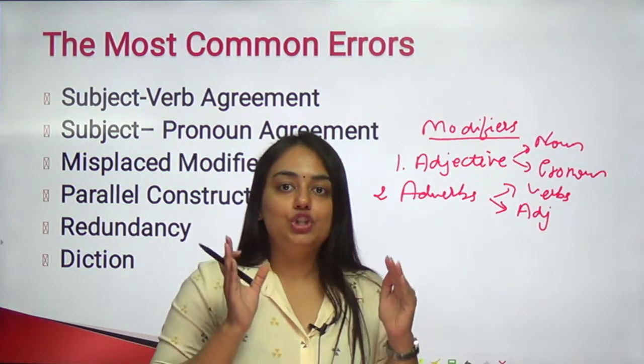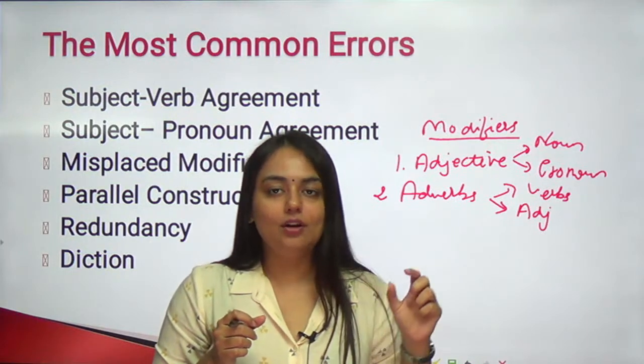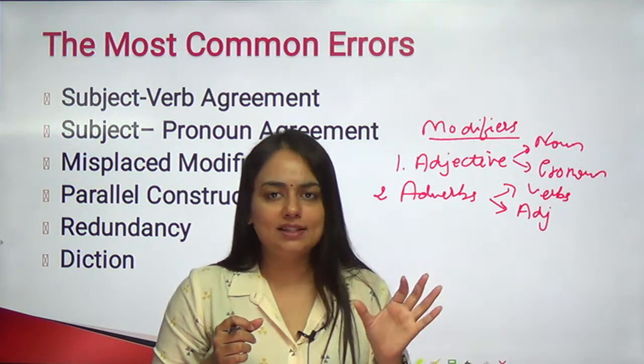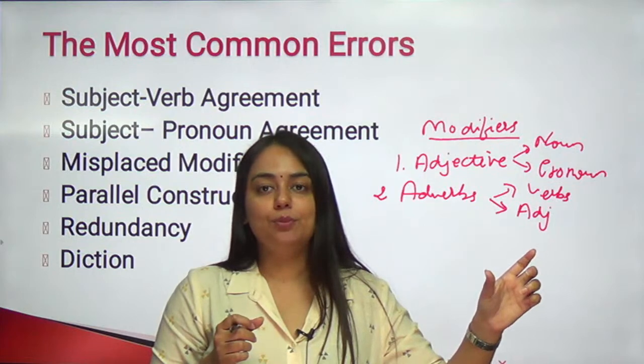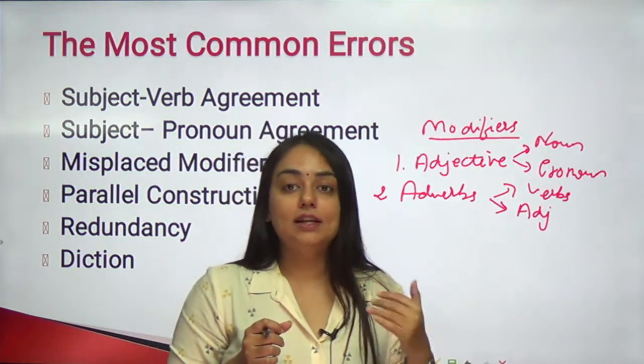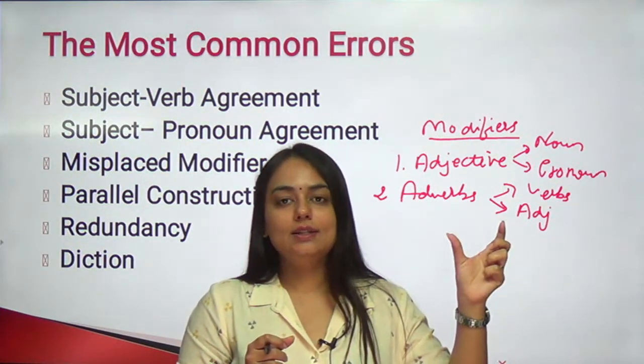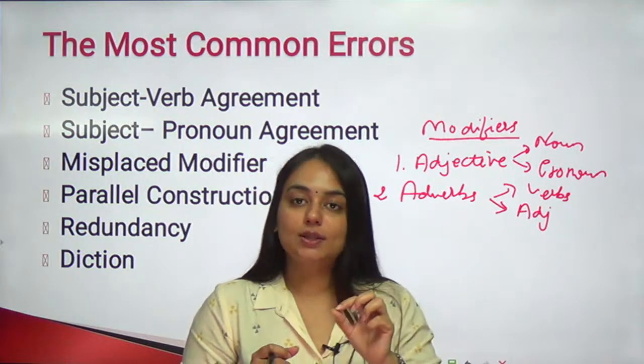So, she sings beautifully. Sings is the verb here. Beautifully is used for that singing. So beautifully would be an adverb. So if I say she is very beautiful, in this, beautiful is used for she, which is a pronoun.